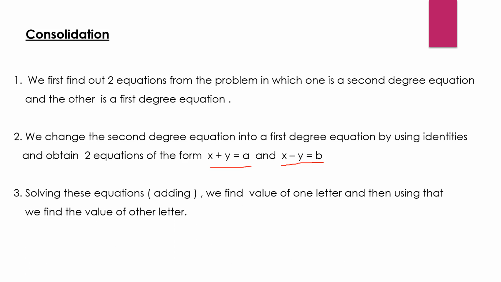Then, solving these two equations, we usually add to cancel y. We find the value of one letter, that is x. And using that, we find the value of y, that is the other letter. This is the same procedure we are following. Now, if you recall the previous problems, you can see the same steps.